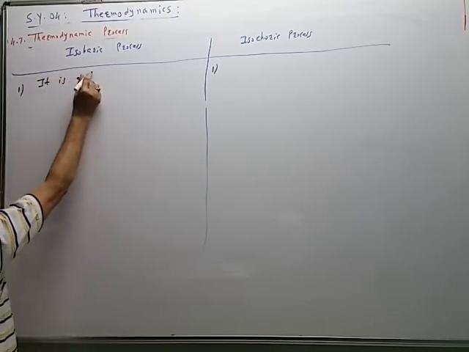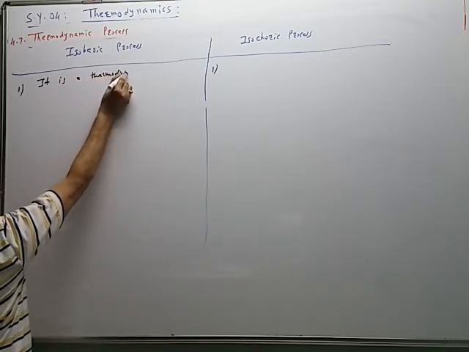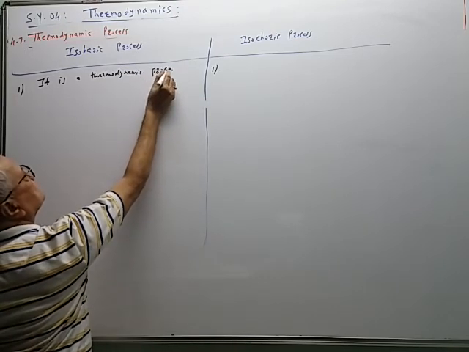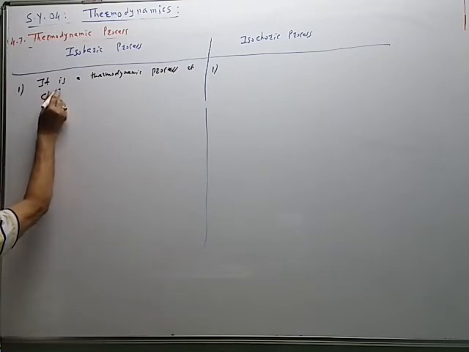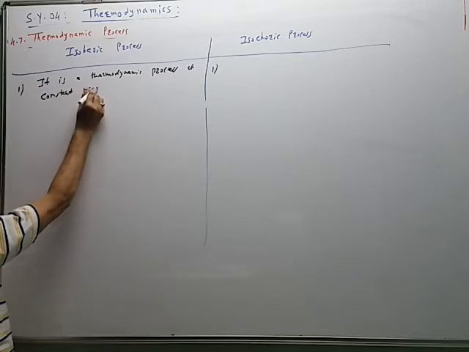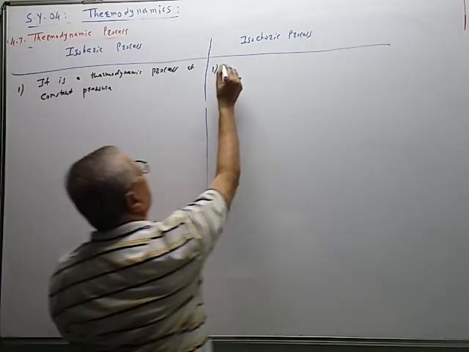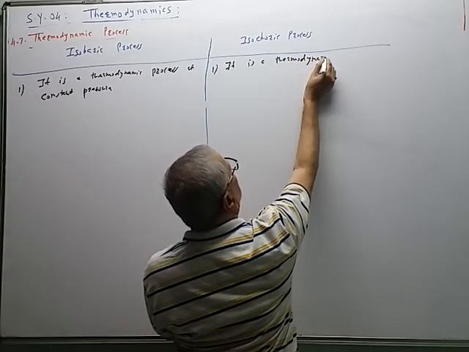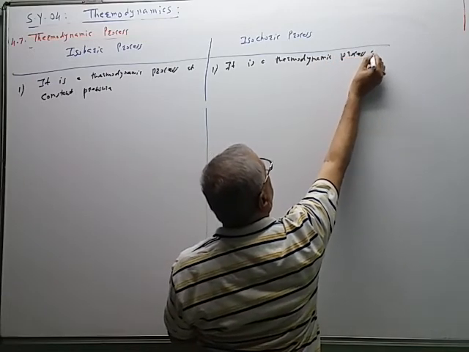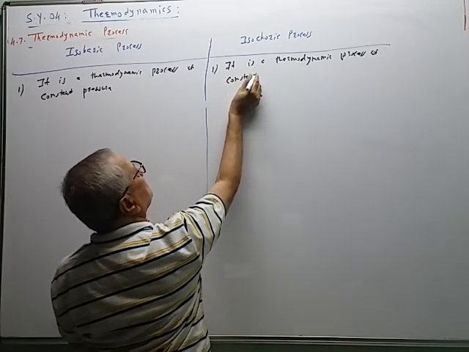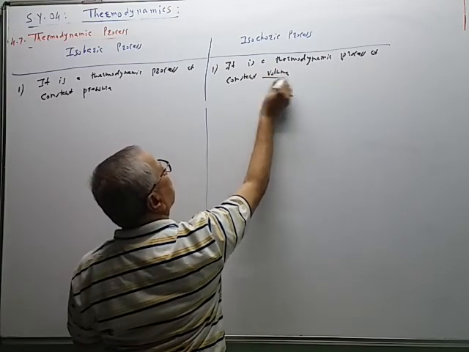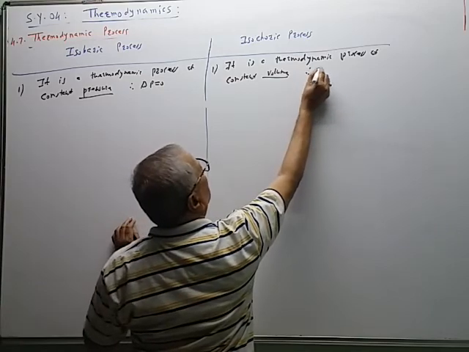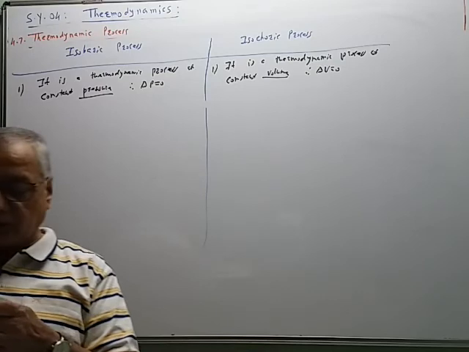It is a thermodynamic process at constant pressure. It is a thermodynamic process at constant volume. Constant volume, constant pressure. And therefore, dP is equal to 0. dV is equal to 0. And dV is equal to 0, therefore, no work is done.